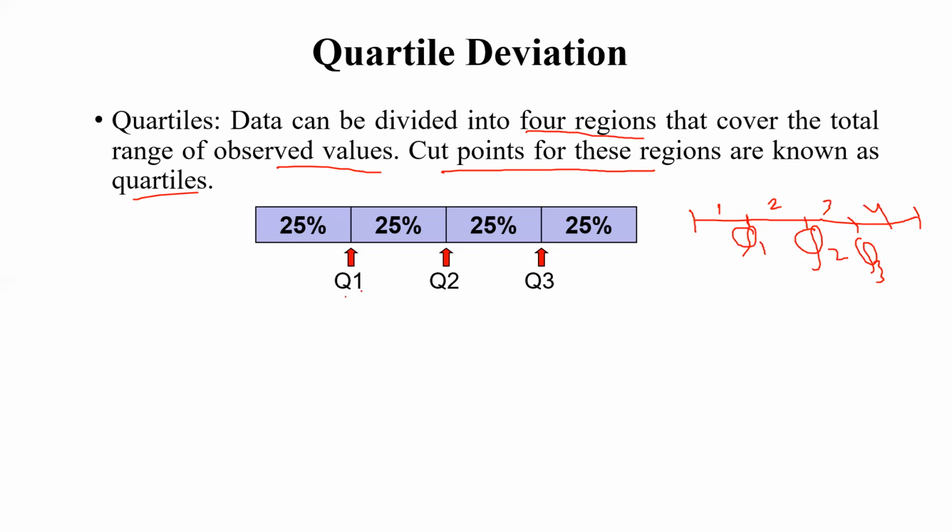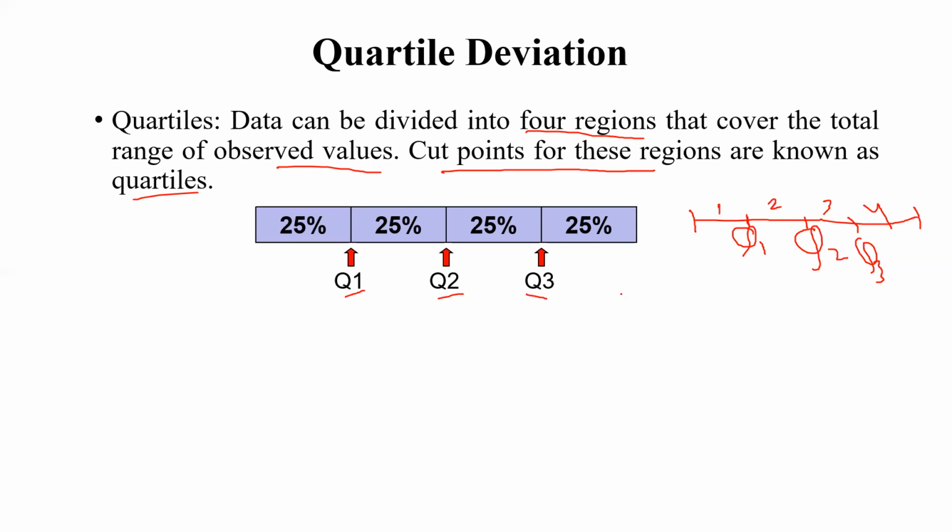So here we can say first quartile is 25%, between Q1 to Q2 is 25%, Q2 to Q3 is 25%, and above that another 25%. That means the whole data divided into four equal parts is known as quartiles.